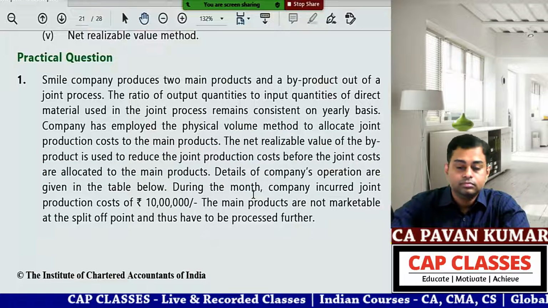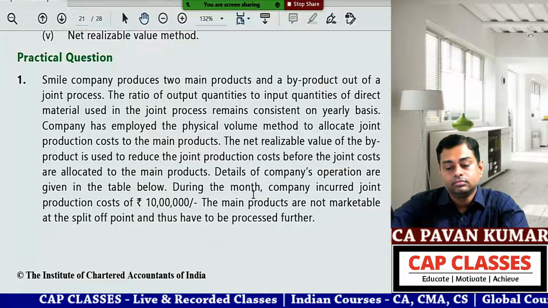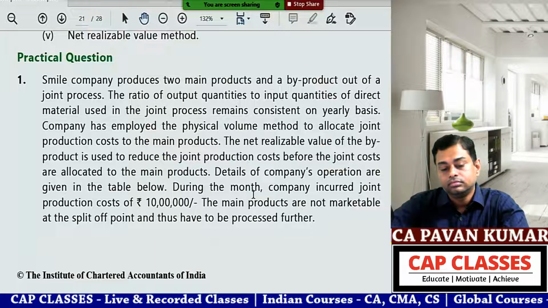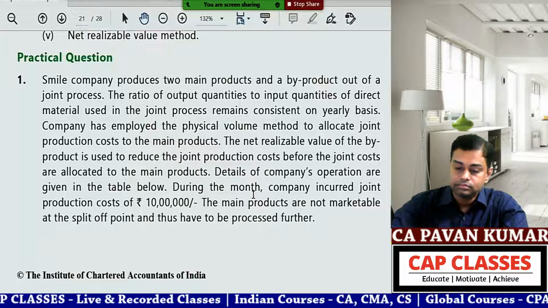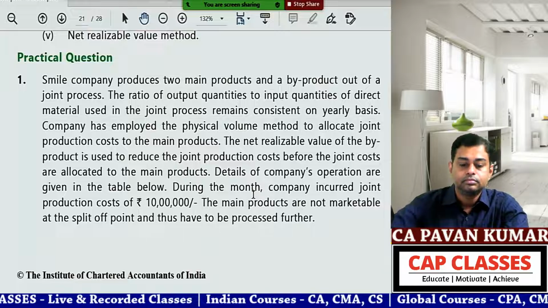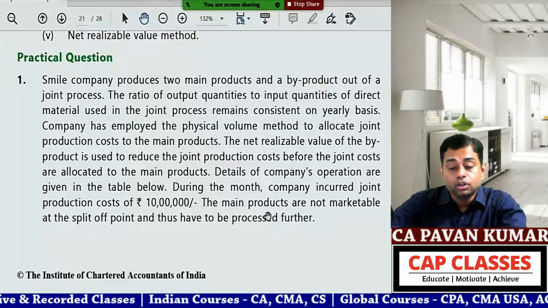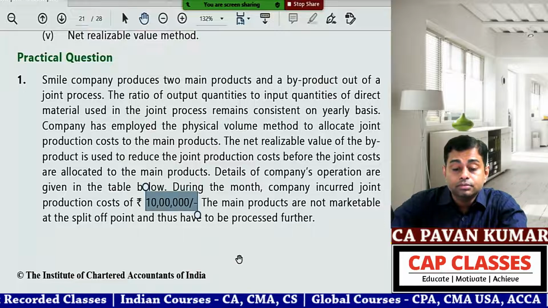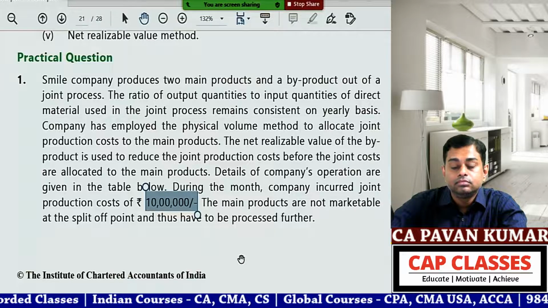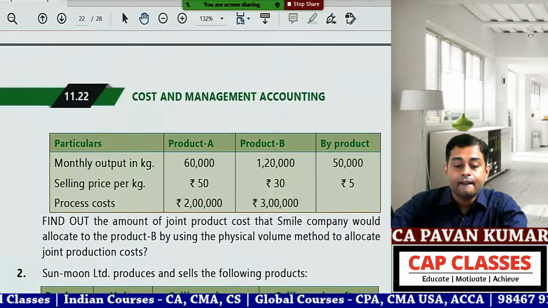Details of company's operation are given in the table below. During the month, company incurred joint production cost of rupees 10 lakhs. The main products are not marketable at the split off point and thus have to be processed further. Okay. So, what is the total production cost? 10 lakhs. Correct.